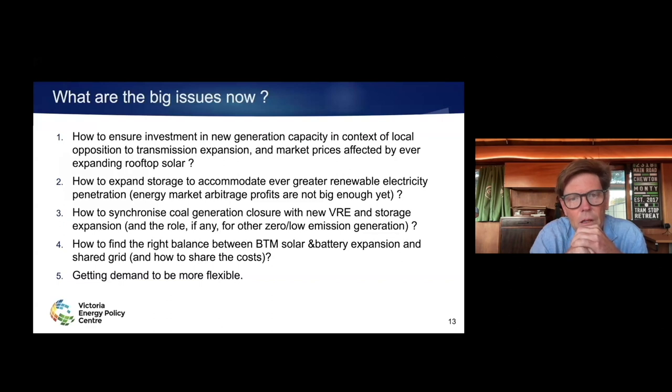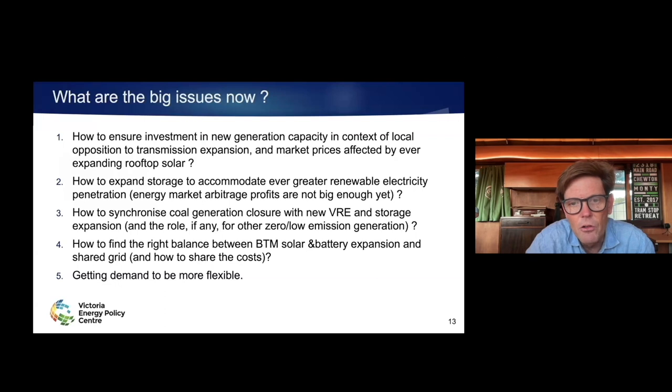And transmission expansion is now a huge issue. There's a great deal of opposition from local communities to 500 kV transmission lines crossing their properties. How to expand storage to accommodate ever greater renewable electricity penetration? When the energy market arbitrage profits, the gains from discharging less the cost for charging, are not big enough yet to bring on the volume of storage that's needed.